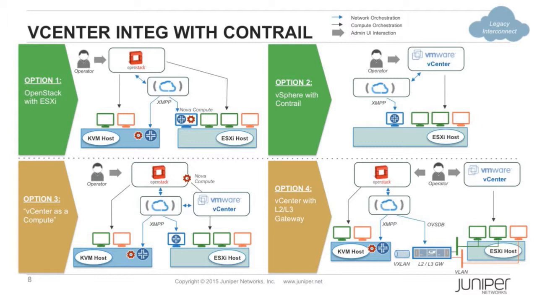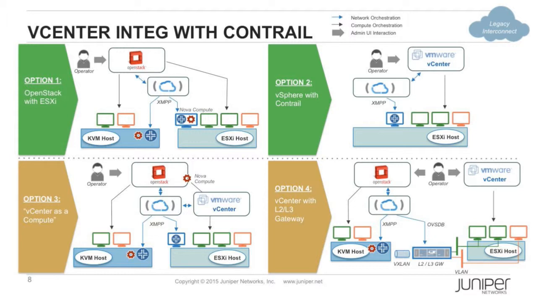So the option one that you see on the top left, that was in the older OpenStack releases, we had the Nova ESXi drivers that allowed us to spawn ESXi virtual machines using OpenStack. And as you can see, there is an OpenContrail controller sitting underneath OpenStack that straddles across both KVM and ESXi environments. VMware went on to subsequently deprecate those drivers, so we had to move on to the other alternatives we have.